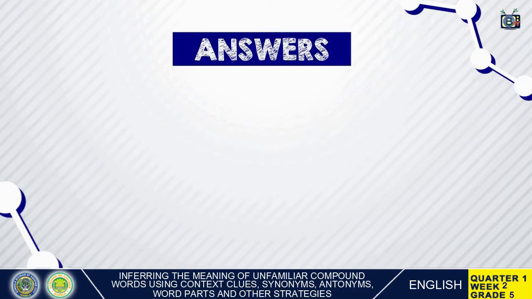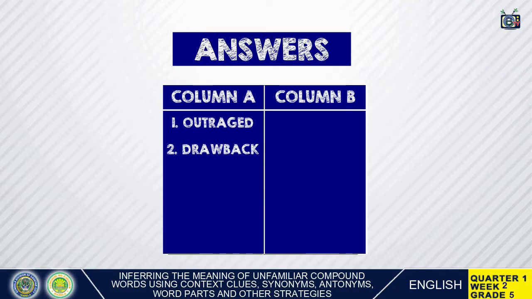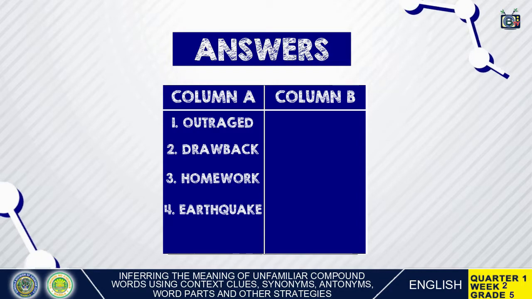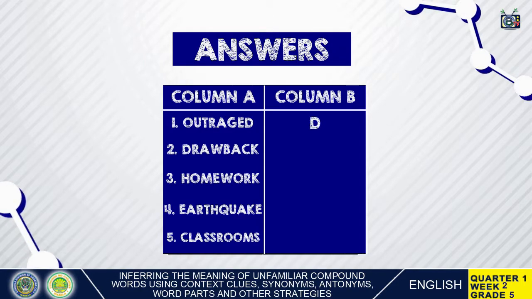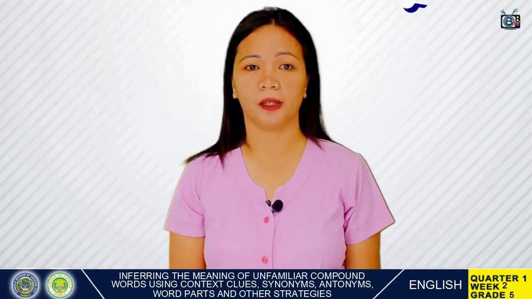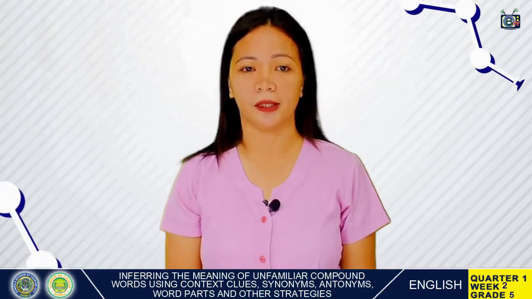Let's check your work. In column A, the answers are number 1, outraged. Number 2, drawbacks. Number 3, homework. Number 4, earthquake. And number 5, classrooms. In column B, number 1, D. Number 2, B. Number 3, A. Number 4, C. Number 5, D. I hope, children, that you got all the items correctly. But if not, then it is the right time for you to focus and listen attentively in the discussion.